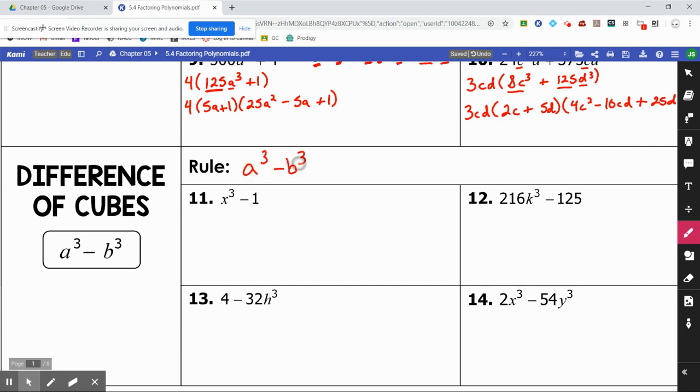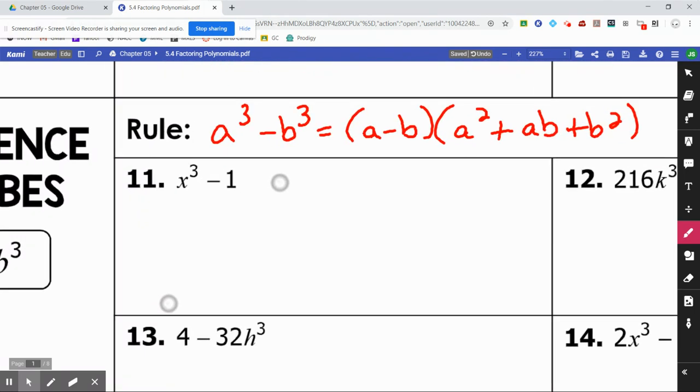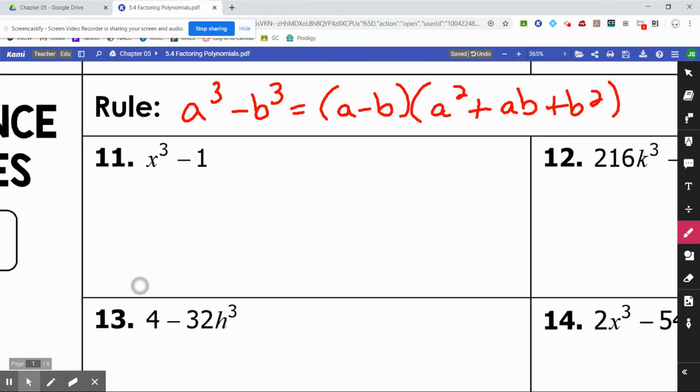A to the third minus B to the third is A minus B. Now, that's different. And then A squared plus, that sign right there, is the only difference between the two formulas. A squared plus AB plus B squared. So let's do the exact same thing. Let's rewrite this in the other form.